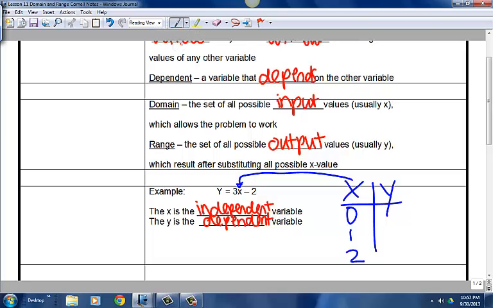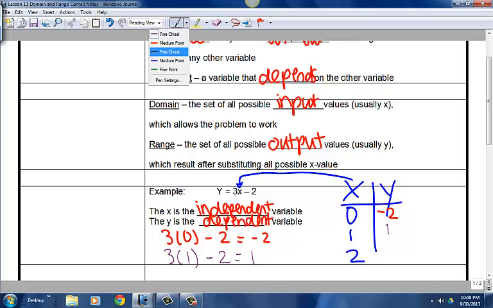So for the first one, I'll do 3 times 0 minus 2, which gives me negative 2. So I'm going to go ahead and write that over here. For the second one, I should have 3 times 1 minus 2, which gives me 1. And then for the last one, I should have 3 times 2 minus 2 equals 4. So I'll write that over here. Most of the time, that's all you need to do when you're solving for domain and range.